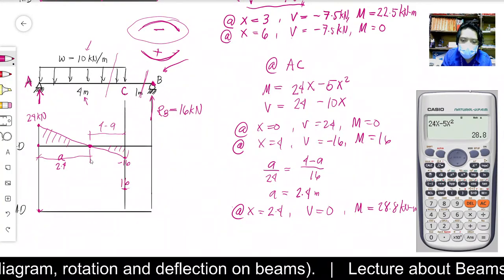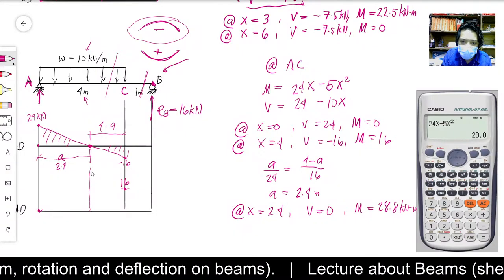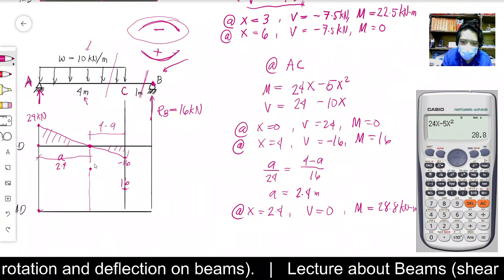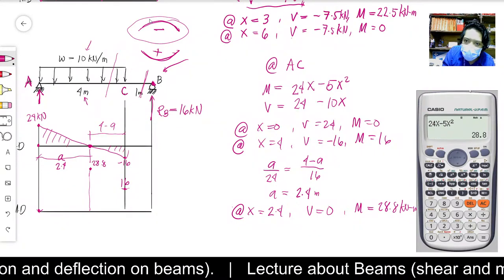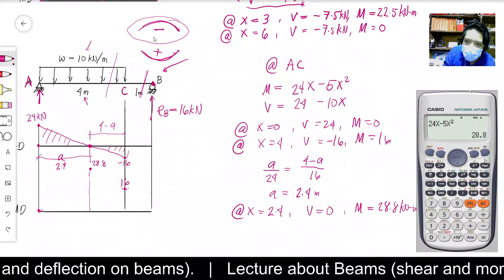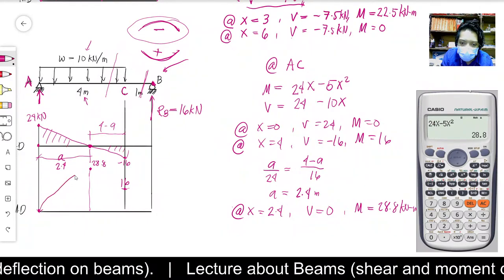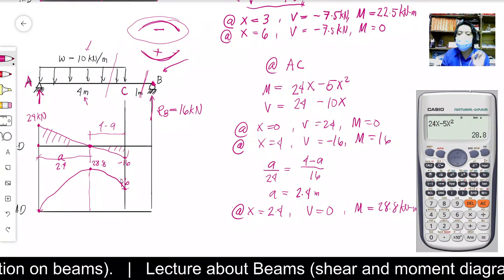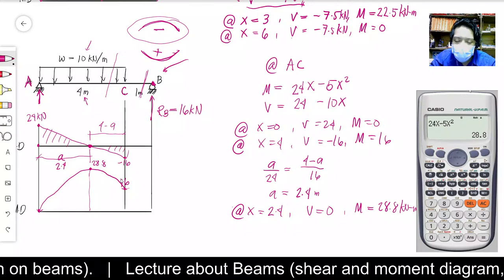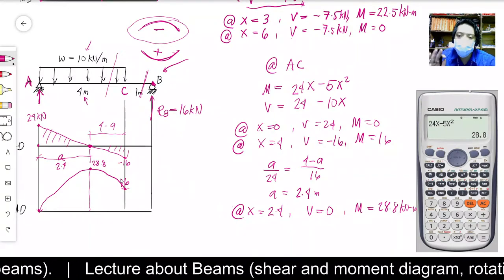So indeed it is the maximum, because at the end it is only 16. At this point, we add here 28.8. And indeed, the behavior of the graph is like this. So when the shear is zero, that is where the maximum moment occurs.